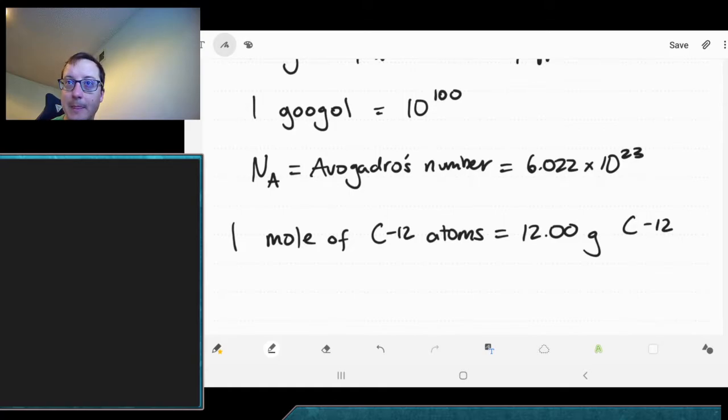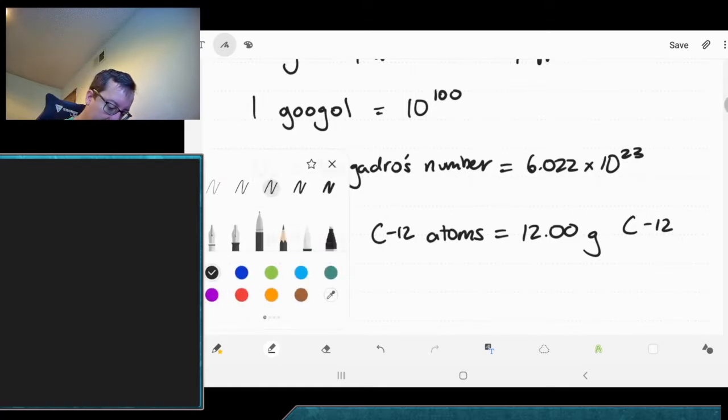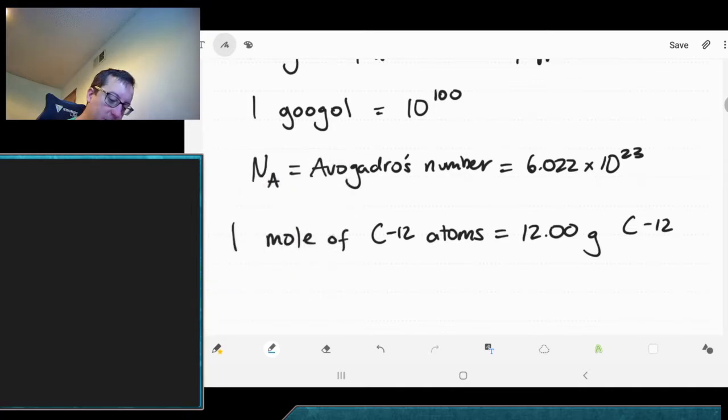So, this is the kind of bigger picture here. Because again, it doesn't really help us to count 10 to the 23rd atoms of carbon. But this is something we can weigh out. 12 grams. 12 grams of carbon is about a tablespoon of carbon. If you were to just say like powdered charcoal, like activated charcoal, I don't know, roughly about a tablespoon. So, something we can measure.